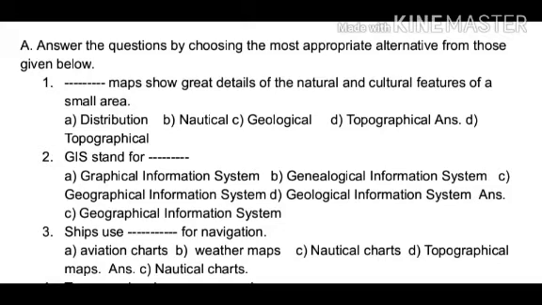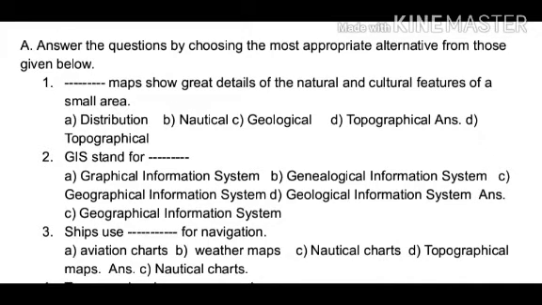Second, GIS stands for dash. Option A. Graphical Information System. Option B. Genealogical Information System. Option C. Geographical Information System. Option D. Geological Information System. Answer option C. Geographical Information System.